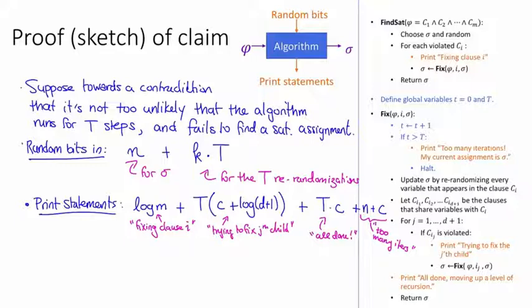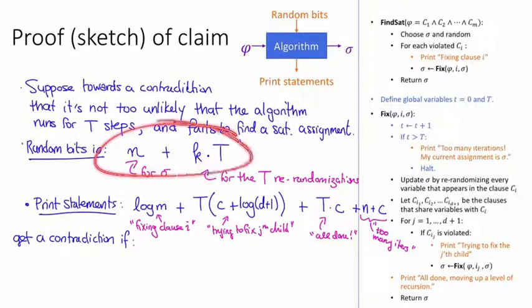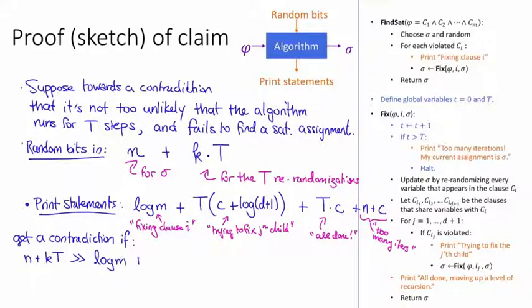But altogether, this means that we're going to get a contradiction if this value is significantly bigger than this value. That is, n plus kt is big enough compared to, this is not a very precise statement here, check out the lecture notes again if you want a more precise statement, log m plus t times c plus log d plus 1 plus t times c plus n plus c.